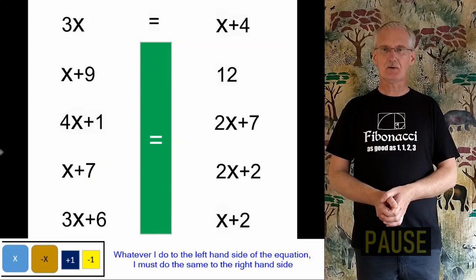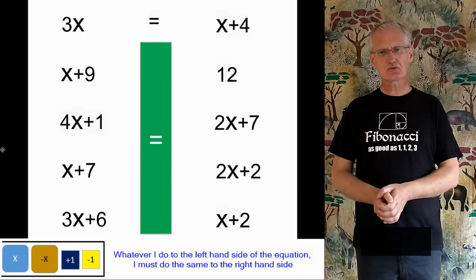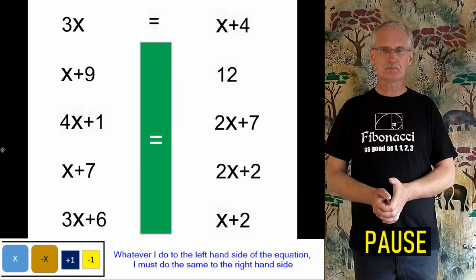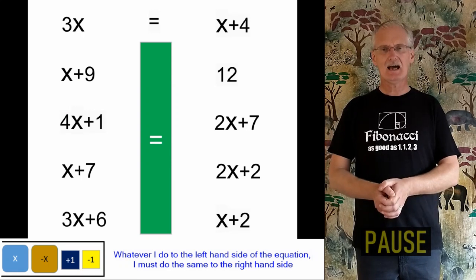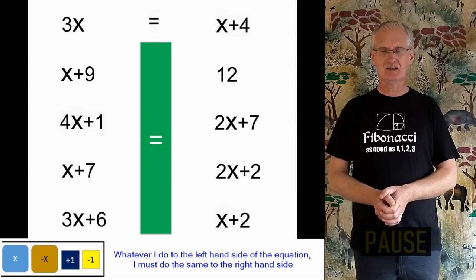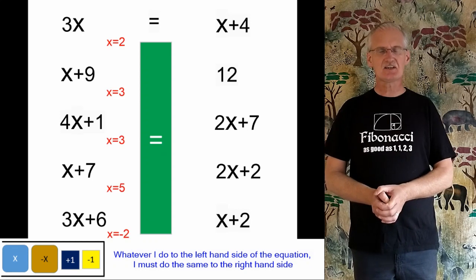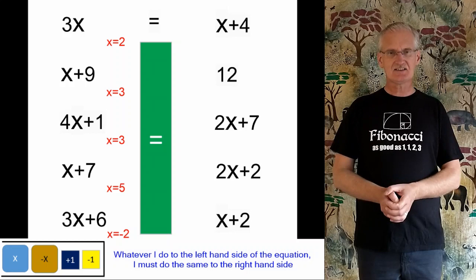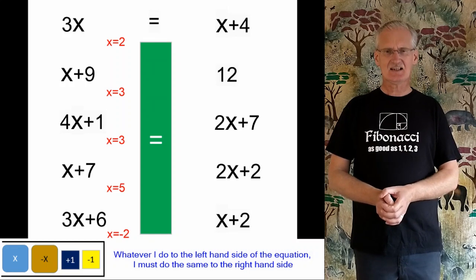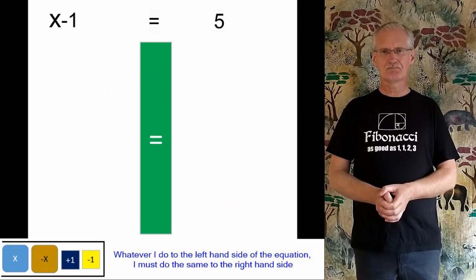So again, please pause, try these yourselves. A little bit harder, I appreciate, but have a go and keep practicing. And I'll give you the answers in a moment. And there are now your answers. X equals 2, x equals 3, x equals 3, x equals 5, and x equals -2.